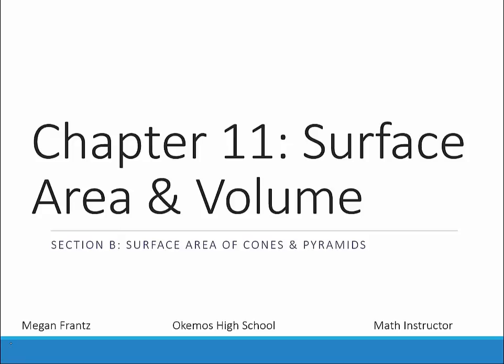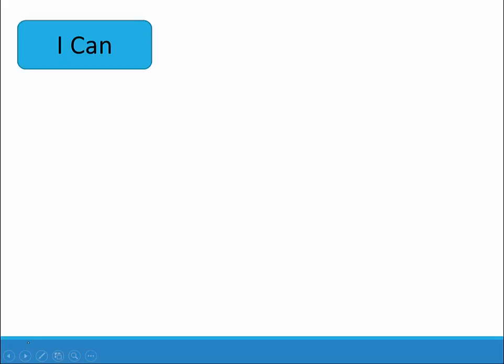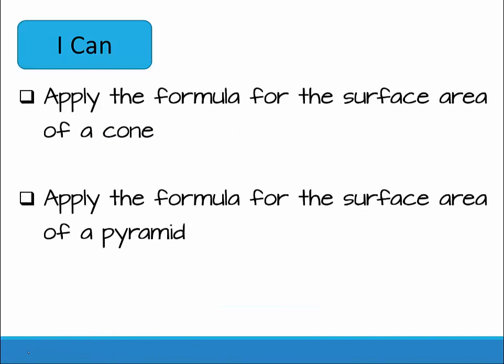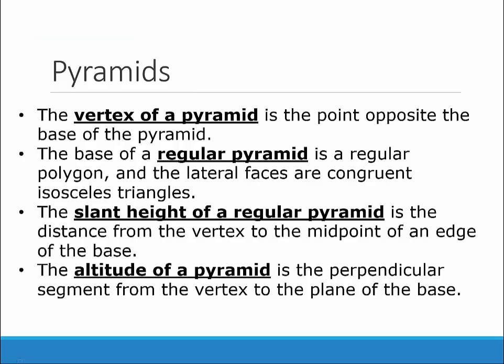Today we're going to talk about the surface area of cones and the surface area of pyramids. So by the end of this lesson, you should be able to use the formulas to find the surface area of those two shapes. We have some vocab again to talk about, and it's basically the same words as before except applying them to different shapes.